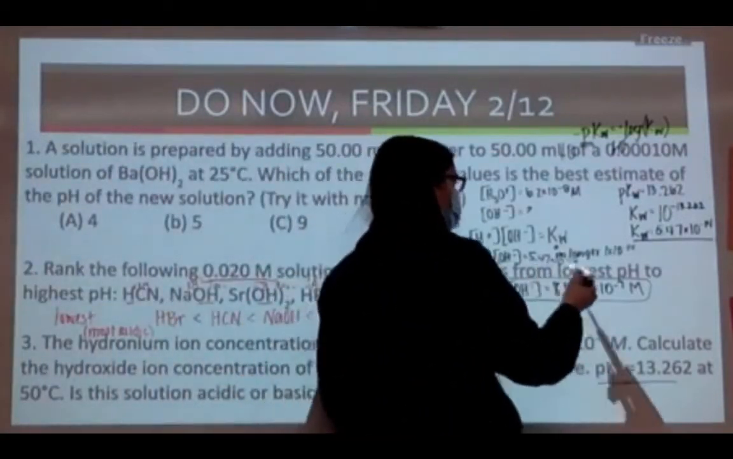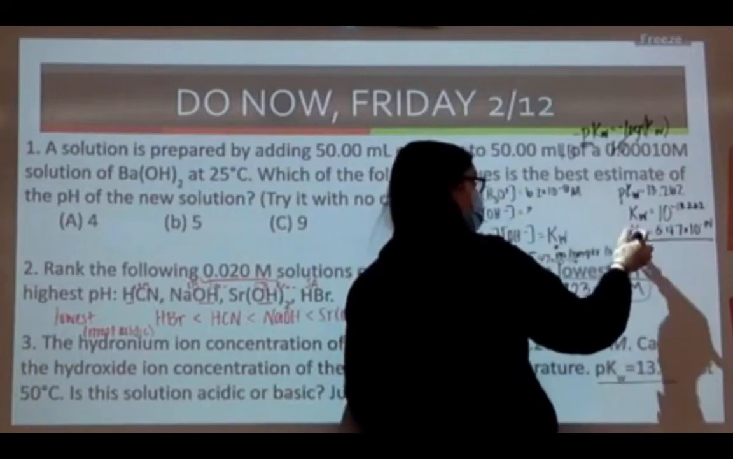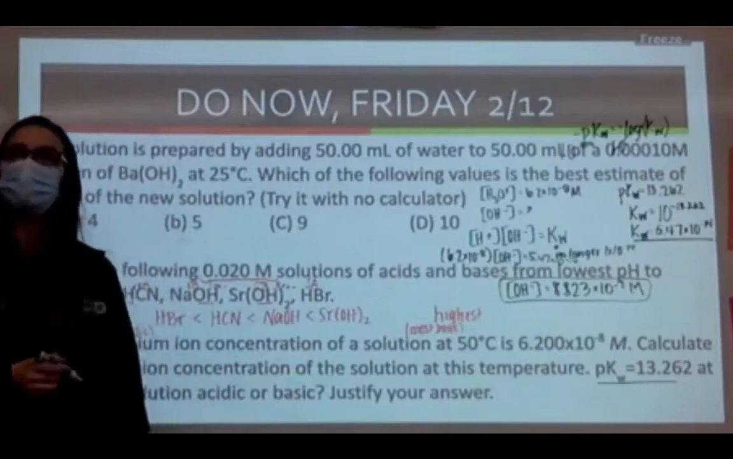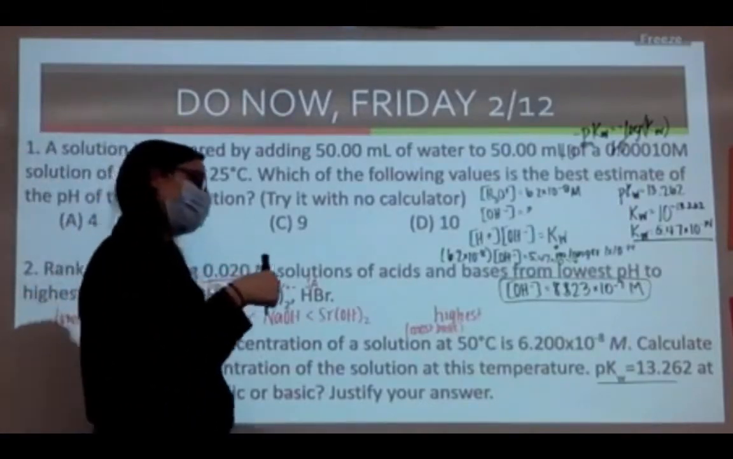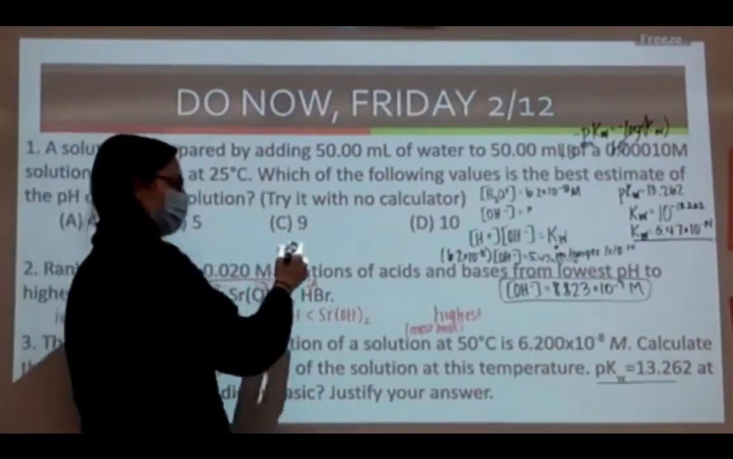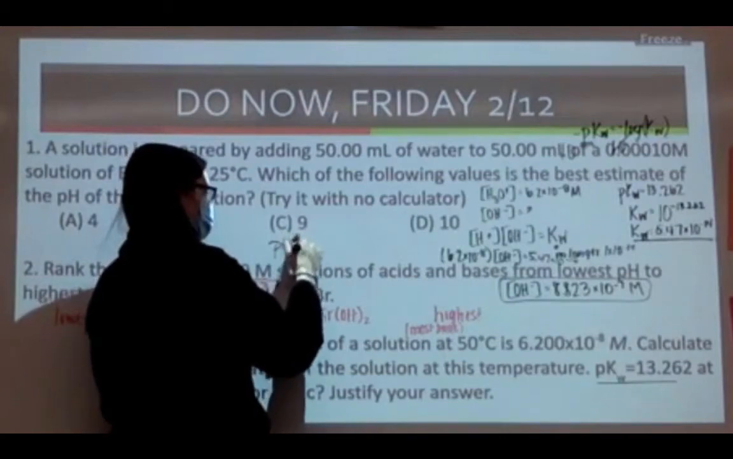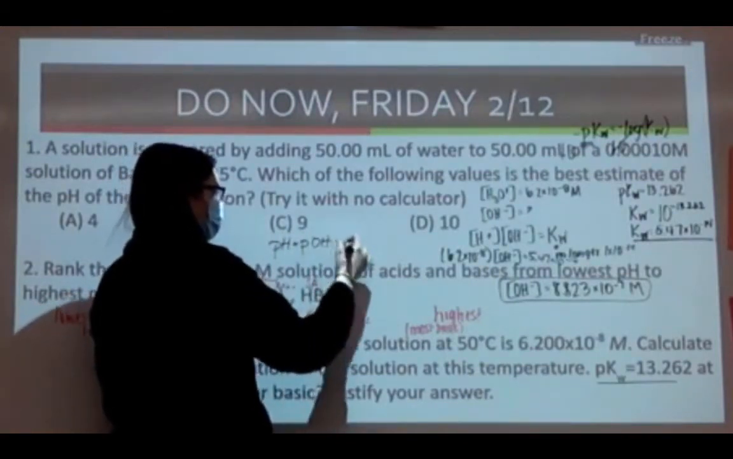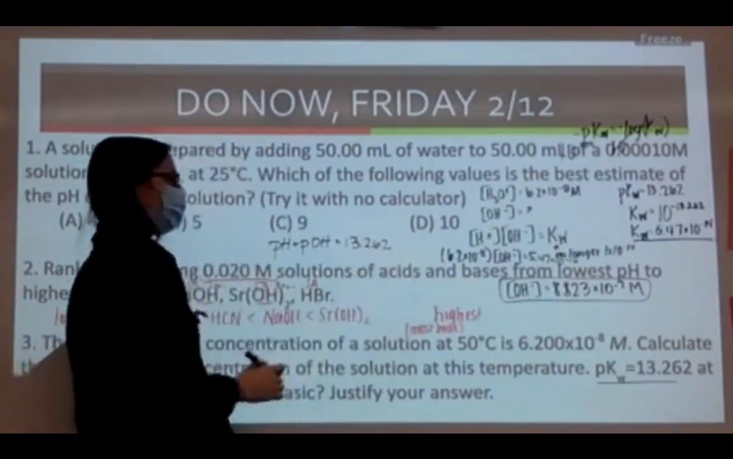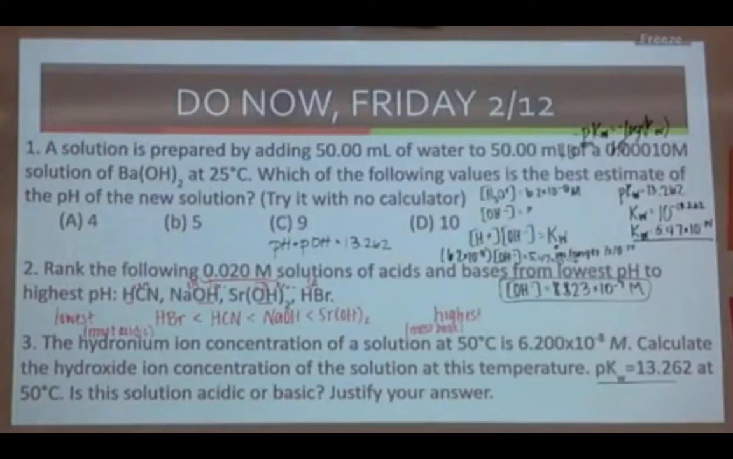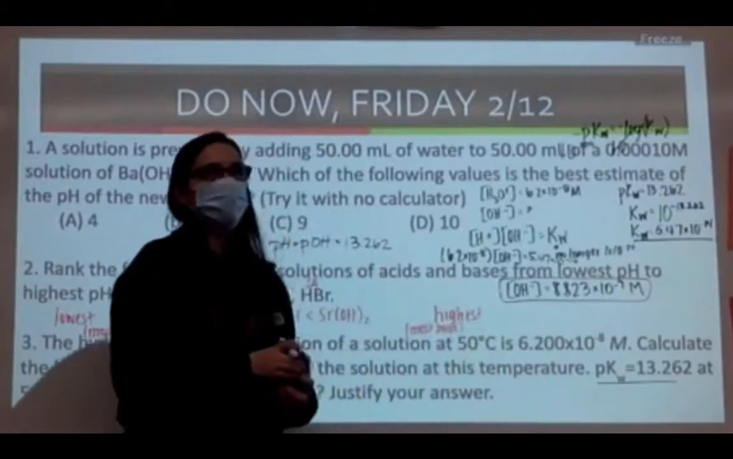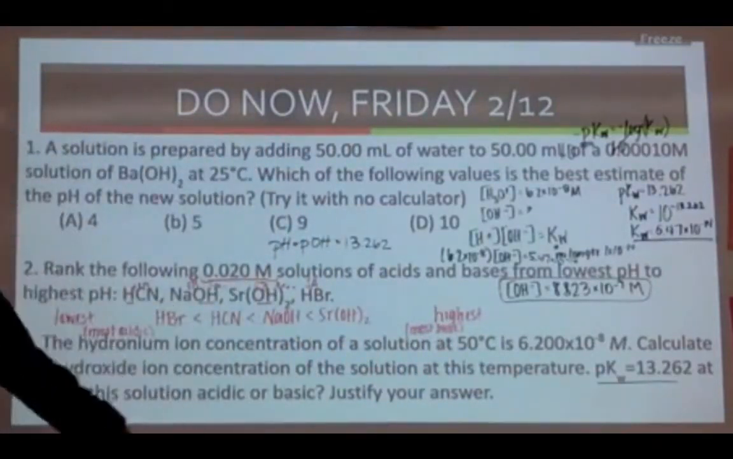Again, when you are no longer at 25 degrees Celsius, Kw changes. They have to give you your value of Kw. What this actually would mean, if they gave us this pKw of 13.262, is that pH plus pOH at 50 degrees Celsius would be 13.262. That pH plus pOH equals 14 is only if you're at 25 degrees Celsius. We assume we're at 25 unless they tell us otherwise, like in this problem.